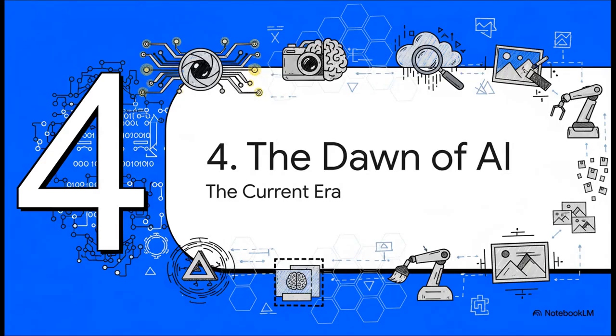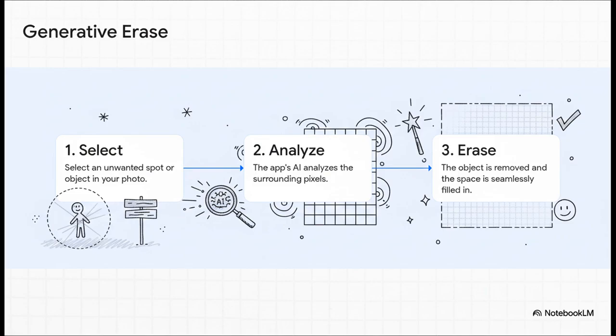And that brings us right up to the current moment, where the focus has shifted yet again. This time, it's all about the incredible power of artificial intelligence. Let's just look at one of the flagship AI features, generative erase. It sounds super complex, but the way it works is actually simple.